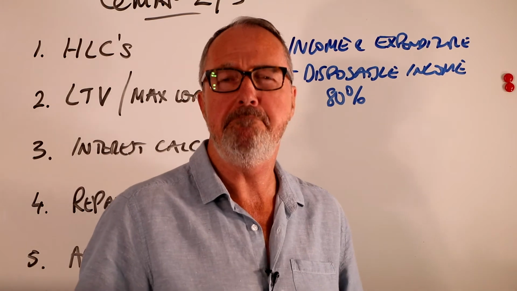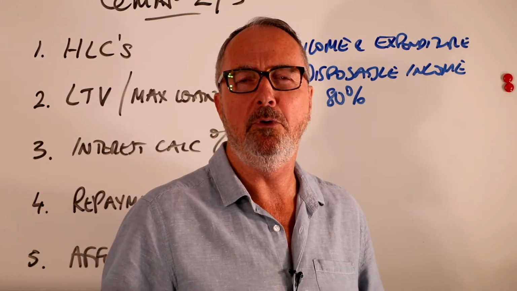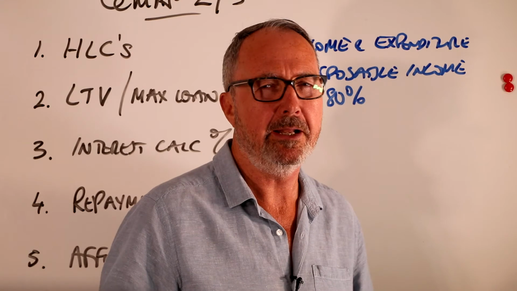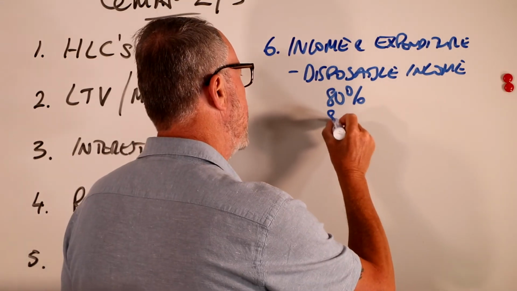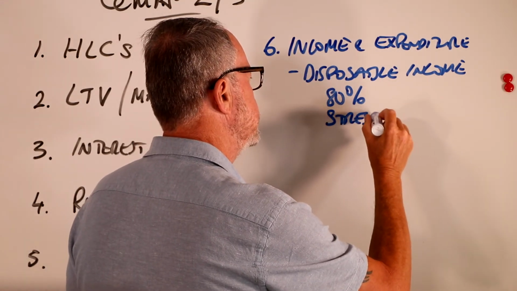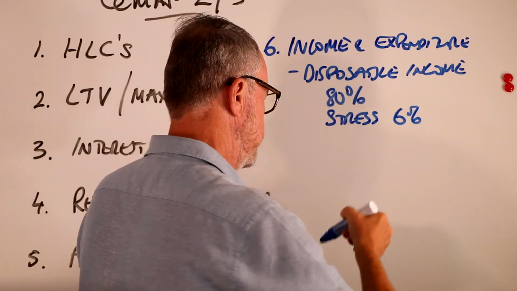So £800 a month is the most mortgage they will lend you. That's how they work it out. Now that's often stressed as well. So they'll do a stress test on that one, say it's 6%. So let's go through that again.